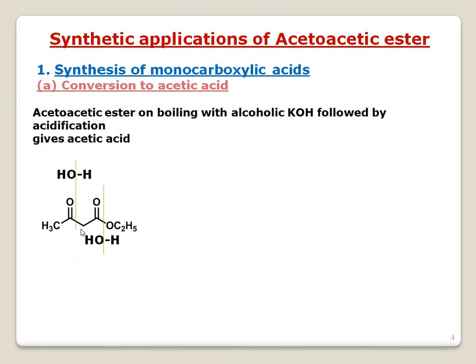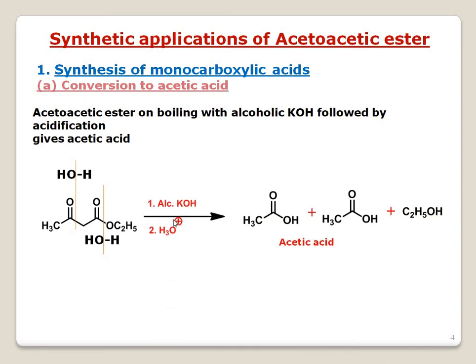If you are hydrolyzing, cleavage will be happening on both sides: this CH2-CO bond and this COOEt bond. If cleavage happens over here, you will be getting CH3COOH, that is CH3CO2H, acetic acid. After cleaving over here it will be CH2 and one hydrogen, altogether CH3, then COOH, CH3CO2H, and on this side C2H5OH, ethanol. So these are the products. Here acetic acid, here also acetic acid, and this portion ethanol.